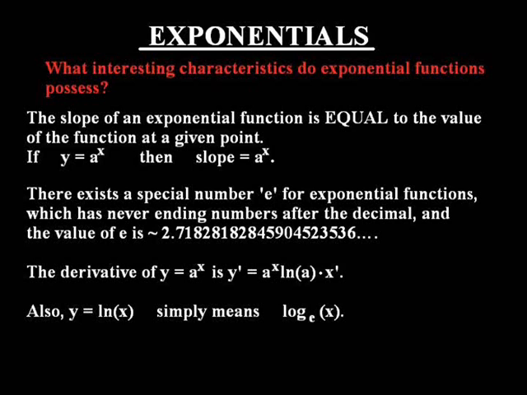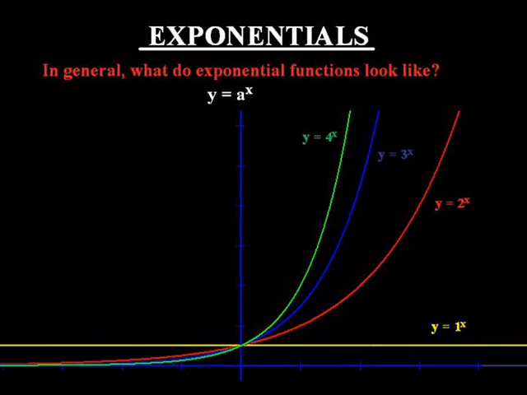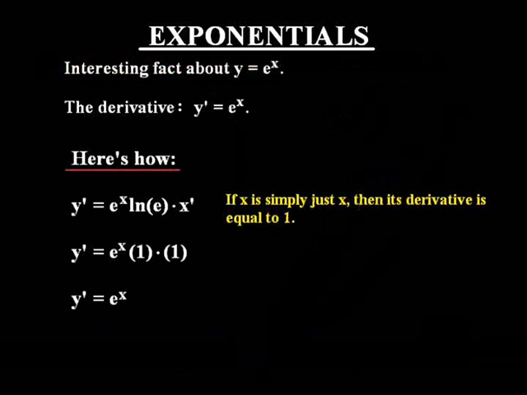Alright, let's move on. The last question we may wish to ask about exponentials is, in general, what do exponential functions look like? Well, here I have 4. We have y equals 1 to the power x, which is always just 1 no matter what the power is. We have y equals 2 to the power x, y equals 3 to the power x, and y equals 4 to the power x. You can see that as the base, which is a, changes, the slope of the function increases gradually, but it reaches a limit eventually. Alright, let's move on to some interesting facts about exponentials.